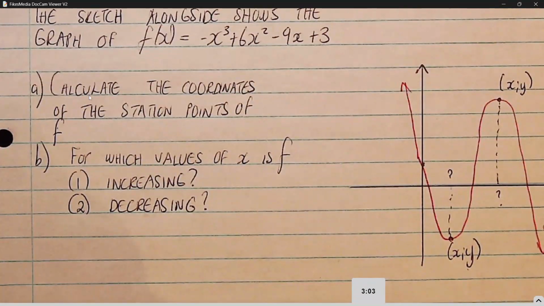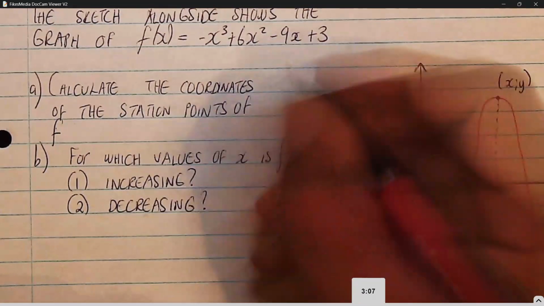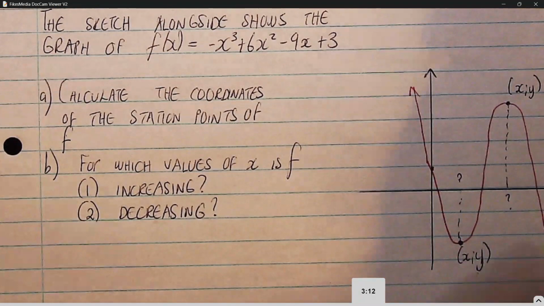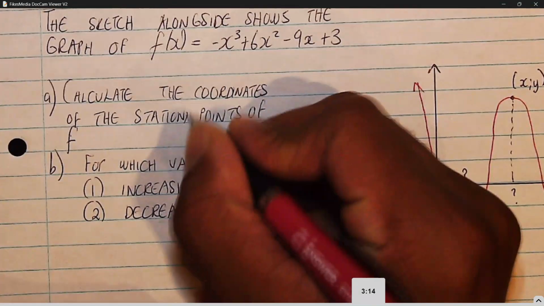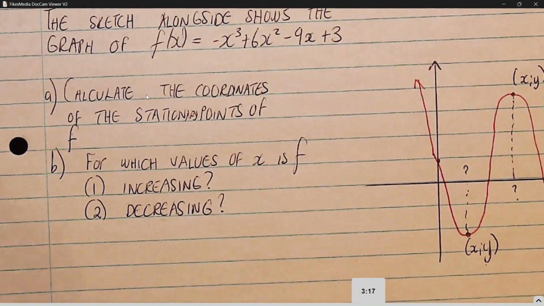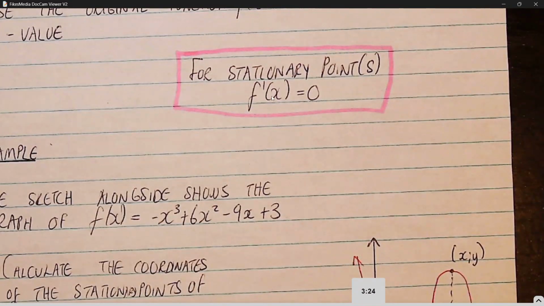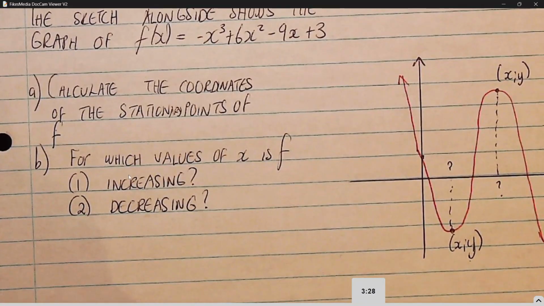Now it says calculate the coordinates of the stationary points. So these are the stationary points of f, right? Remember, stationary points are found by setting the derivative of f of x equal to 0. Then for b, it says for which values of x is f increasing and decreasing, right? So we'll go to that as well.